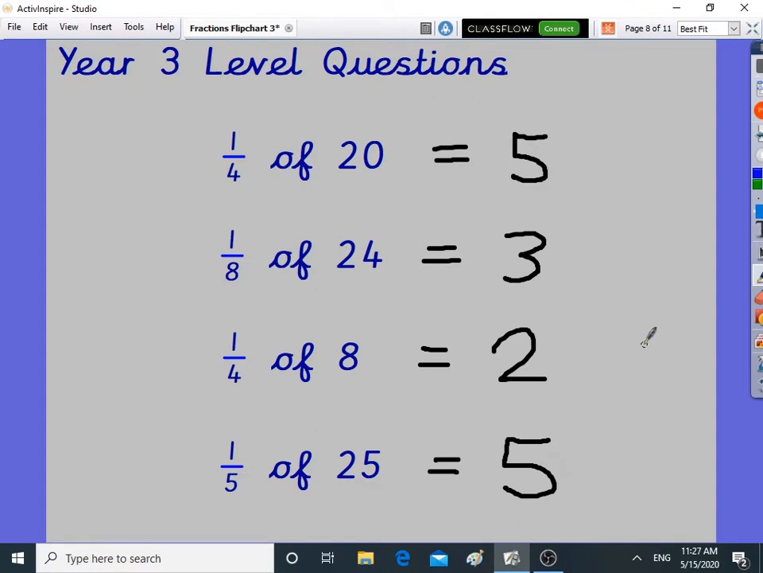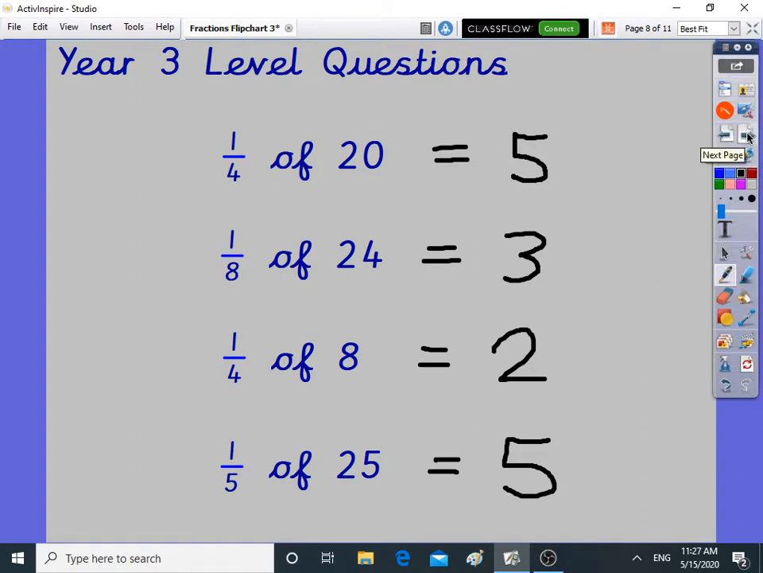So year 3, you can stop now if you wish, although on the last section of this, I am going to go through some word problems, some of which are in your arithmetic books. So you might want to have a look at that. If you want to, year 3, you can have a look at the year 4 level questions, which are coming up now.